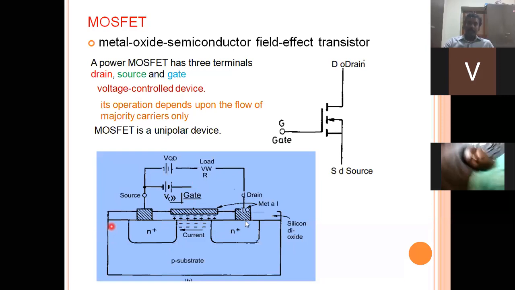Okay, in brief, the symbolic representation for the MOSFET is going to be like this. It is provided with three terminals: gate, drain, and source. In general, the power circuit is going to be connected between the drain and the source, and the gate circuit is going to be connected between the gate and the source.